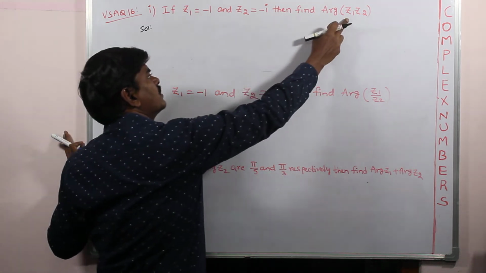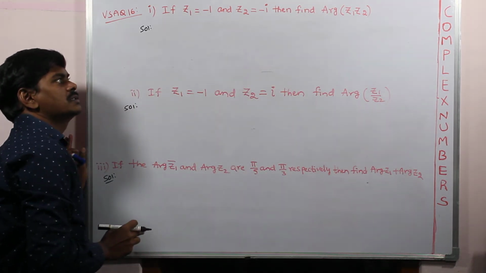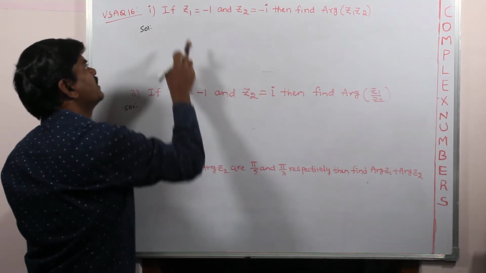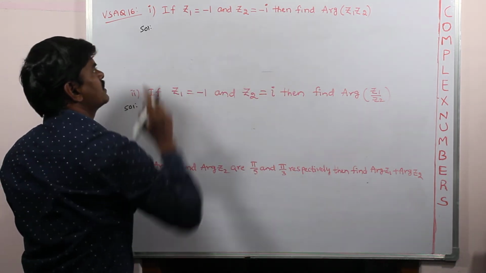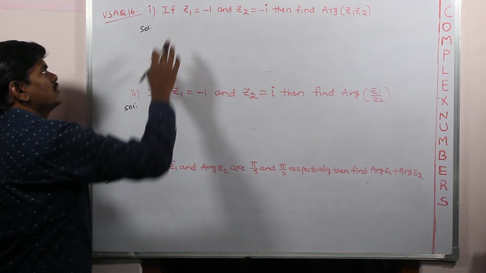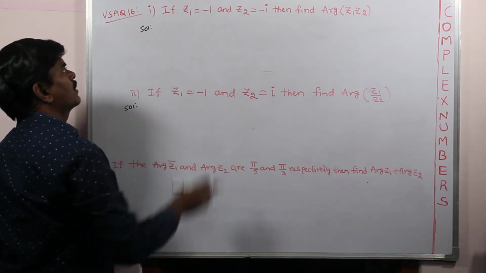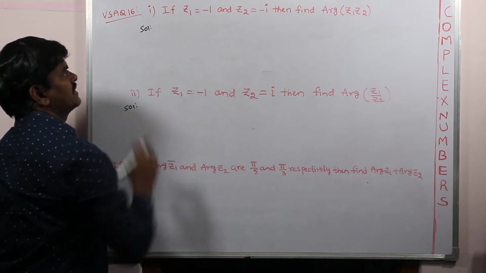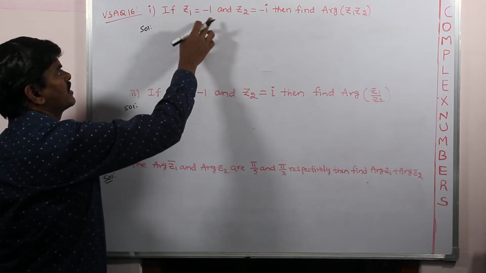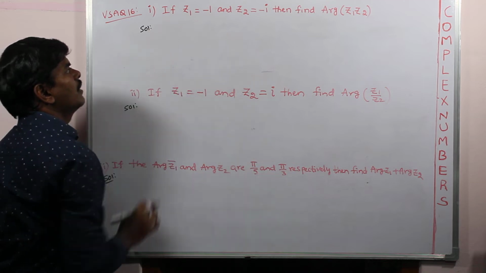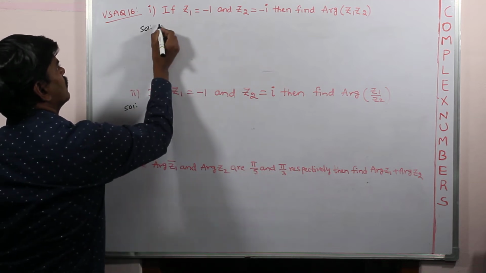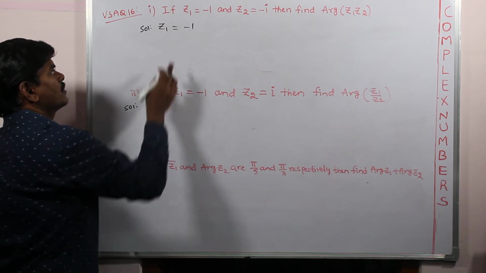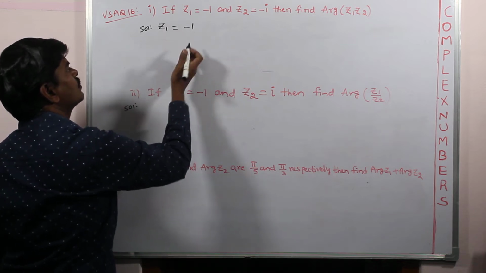So for arg of z1 z2, we have the formula arg z1 plus arg z2. To make use of that formula, we need to find arg z1 as well as arg z2. In order to find the argument of a complex number, the complex number must be in the form cos theta plus iota sin theta. If it is in that form, theta will be the argument. So we have to convert the given complex number into such form, without changing its value.